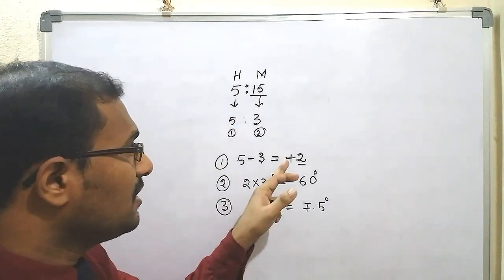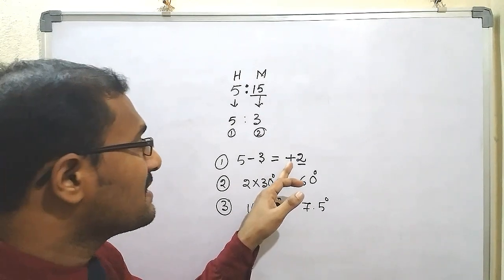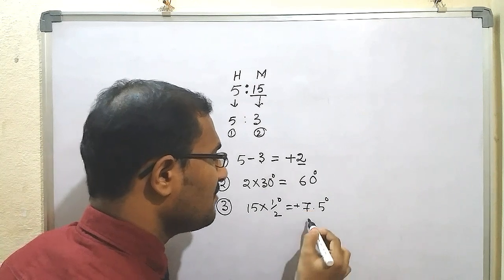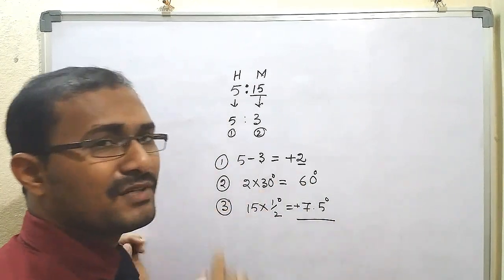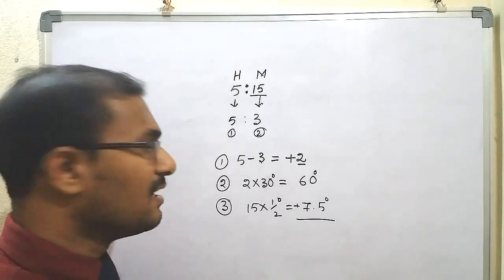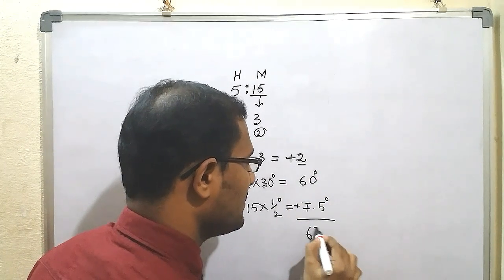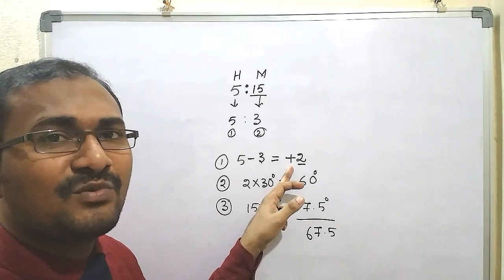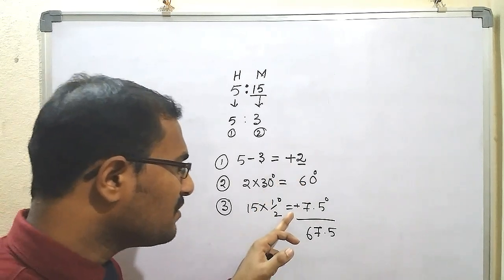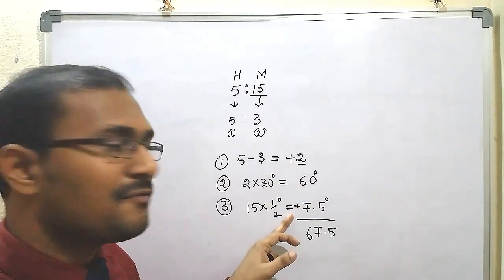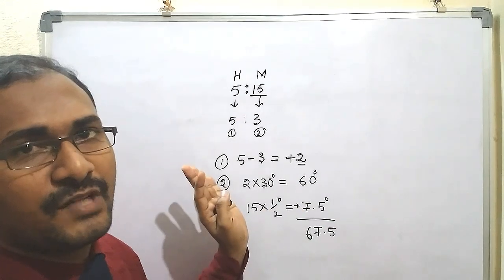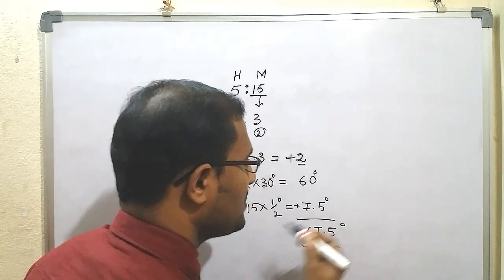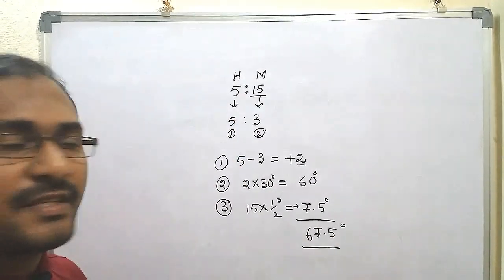Remember, if in step number 1 the sign is positive, then step number 3 value has to be added to step number 2 value. So what is that? It is 67.5. If the sign in step number 1 is minus, then step number 3 value has to be subtracted from step number 2. So the answer is 60.